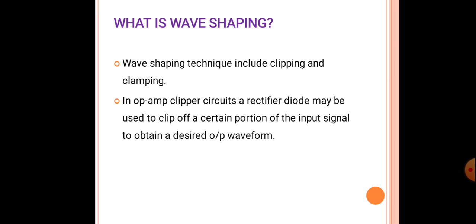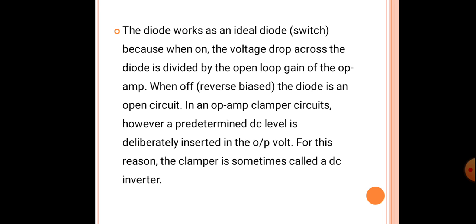In operational amplifier clipper circuits, a rectifier diode may be used to clip off a certain portion of the input signal to obtain a desired output waveform. The diode works as an ideal diode because when on, the voltage drop across the diode is divided by the open loop gain of the operational amplifier. When off, the diode is an open circuit.